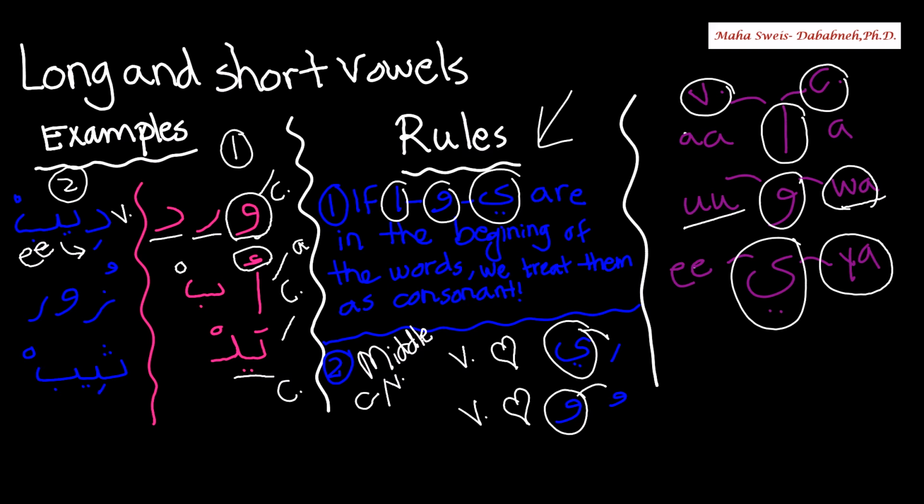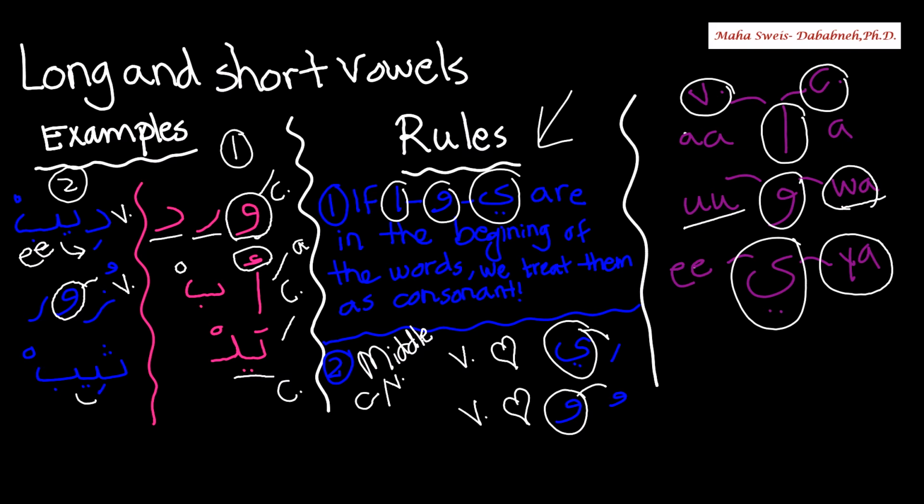Look at the second one. We have waw, we have dammeh. Waw, dammeh are couples, so vowel. So we read waw as oo. So the way you read this word, zur.